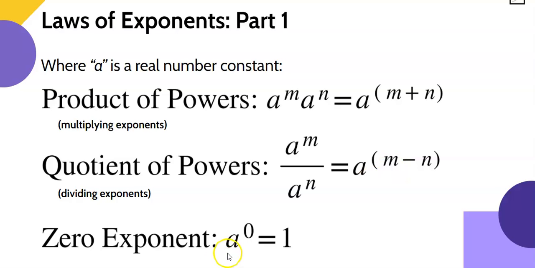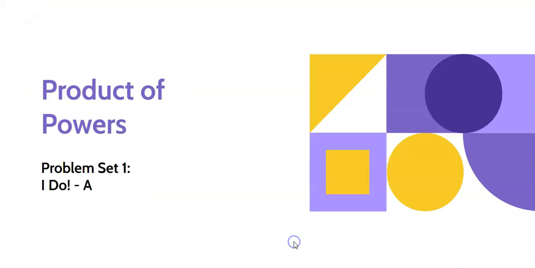And then finally, we have the zero exponent law, which tells us that anything, where a is any real number, raised to the 0 power is equal to 1. So this could be 0 to the 0 power, this could be 100 to the 0 power, this could be -5 to the 0 power. Anything to the 0 power is equal to 1.